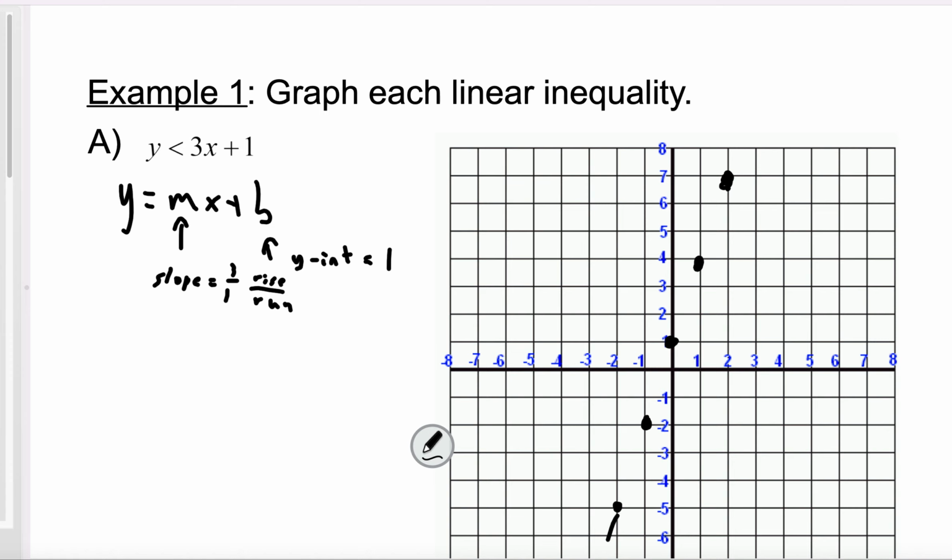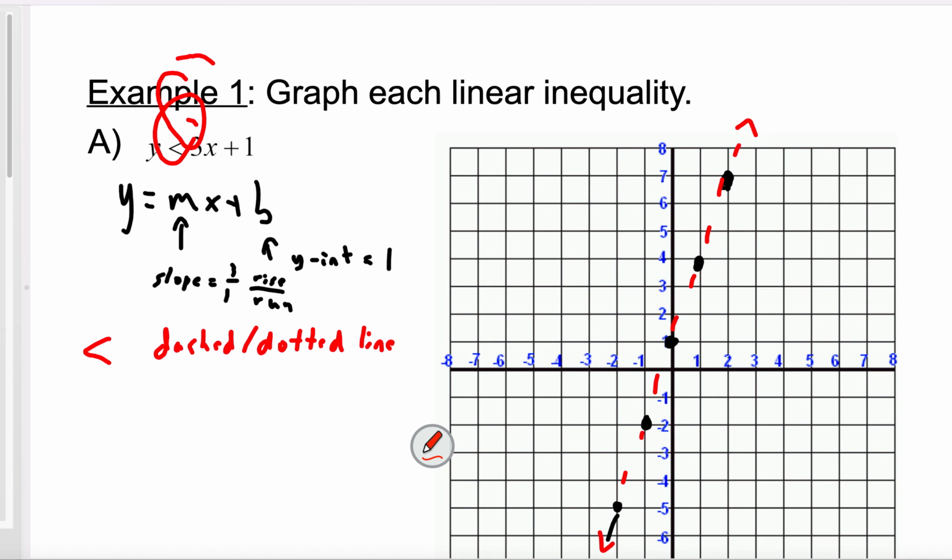So connecting those, is it going to be dashed or is it going to be solid? This symbol up here is just a less than symbol. That is just a less than symbol there. It is going to be a dashed or dotted line. So I like to go ahead and dash it in. Okay, so it's a nice line there.